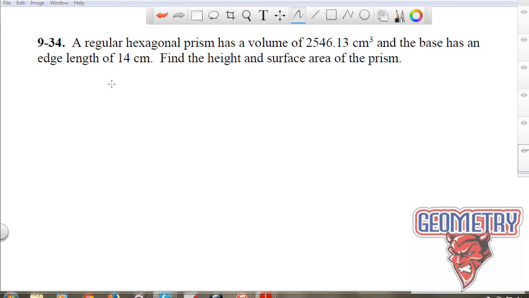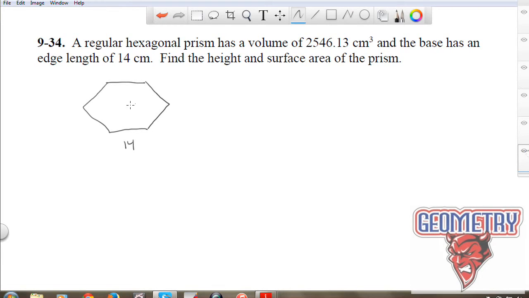Okay, so the base is a hexagon, and it says it's a hexagon that has an edge length of 14. Then we know the volume of this prism. We've got to find the height and surface area of the prism.